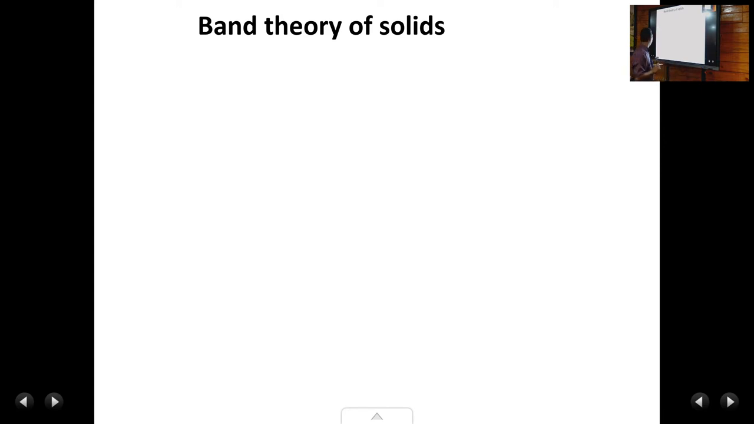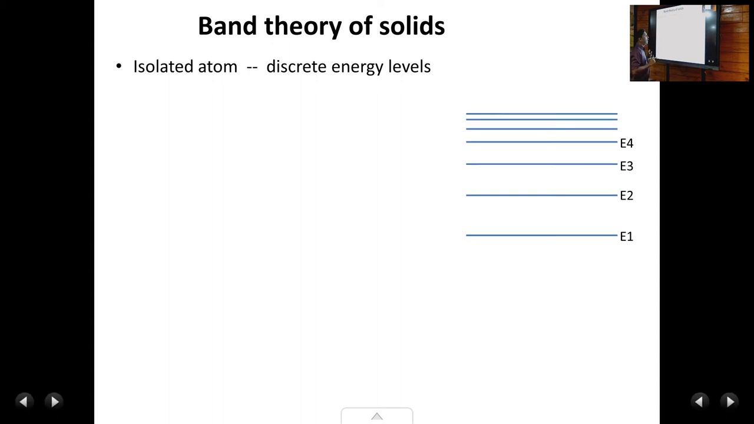So we know that in a single atom, take an isolated atom, not in a solid but a separate individual atom, what does the atom consist of? It consists of a nucleus and electrons going round in circular orbits. And these electrons in the atom have certain discrete energy levels. The lowermost energy level is E1, E2, E3 and so on. As we go higher, the energy levels come more and more crowded together. This is the picture in a single atom which is isolated from all other atoms. No other atoms are close to it. So the energy levels are discrete.